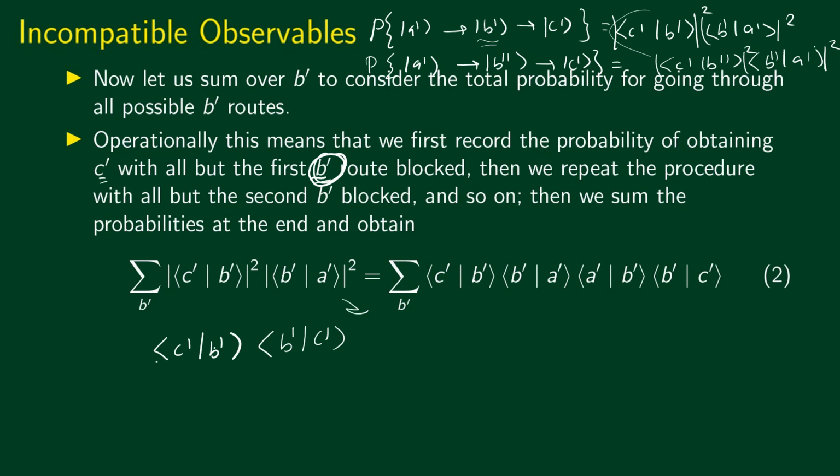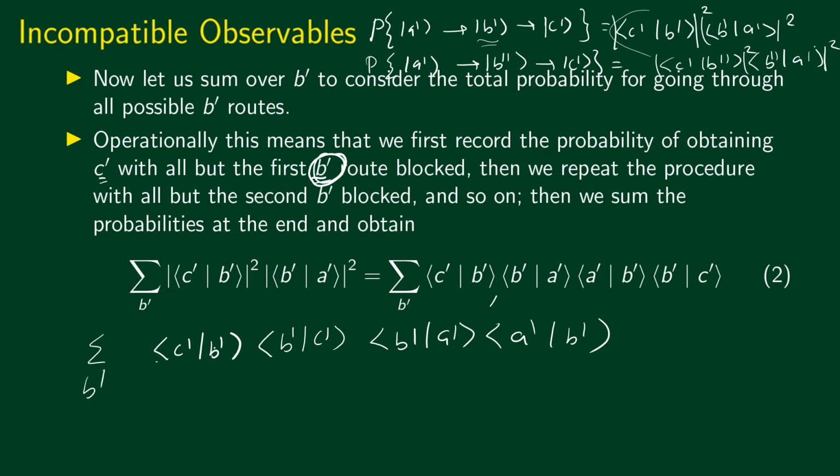Similarly, this can be written as bra B prime ket A prime multiplied by its complex conjugate. Its complex conjugate is bra A prime ket B prime. Okay, and you have got the summation over B prime.